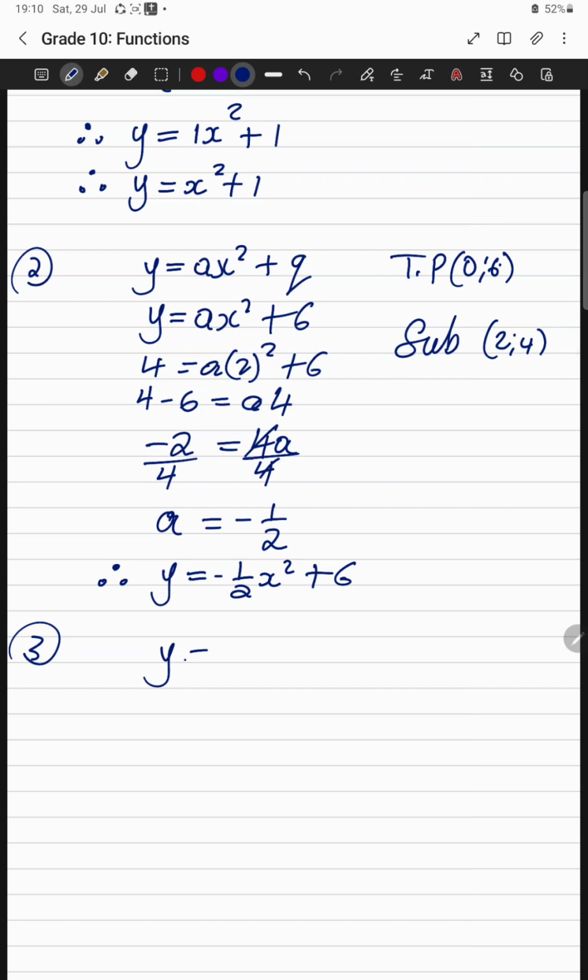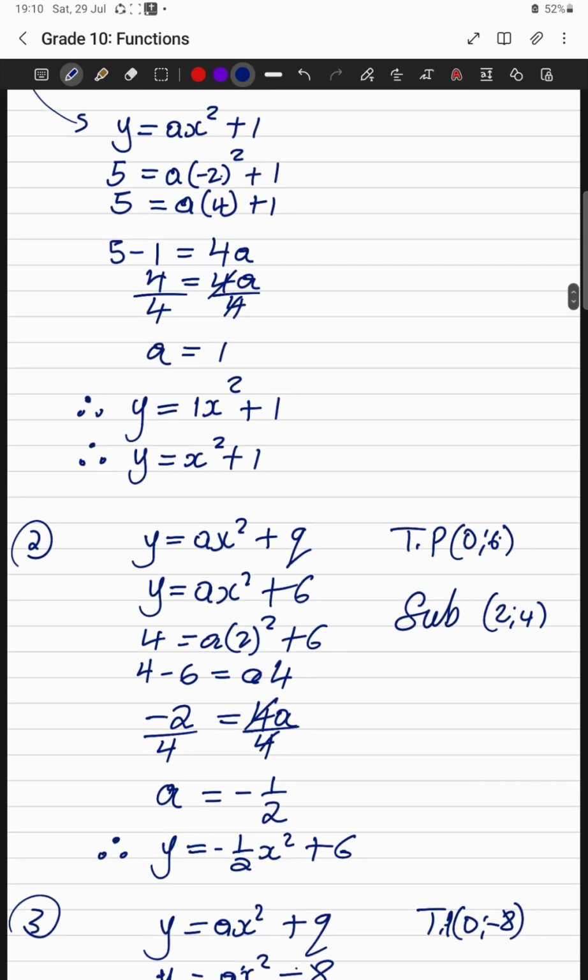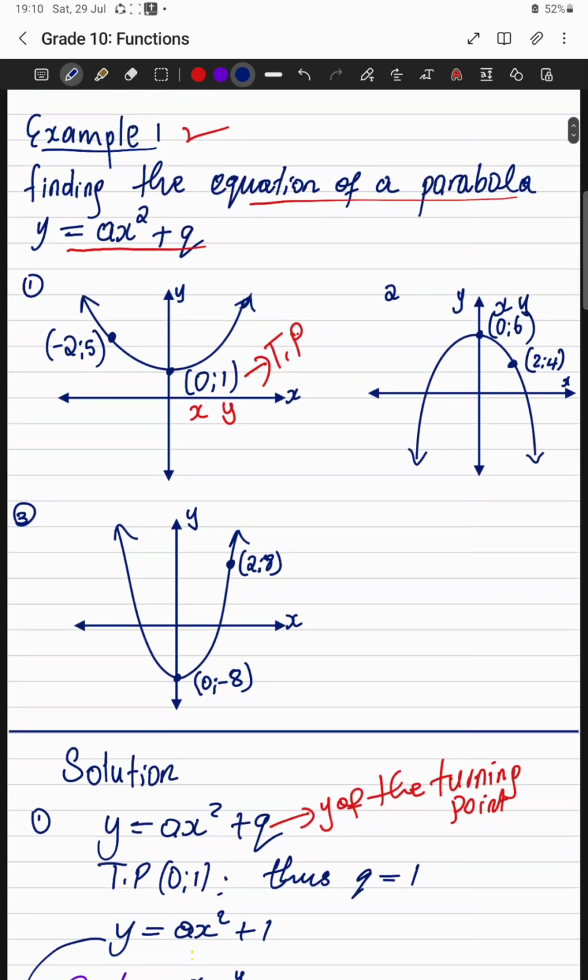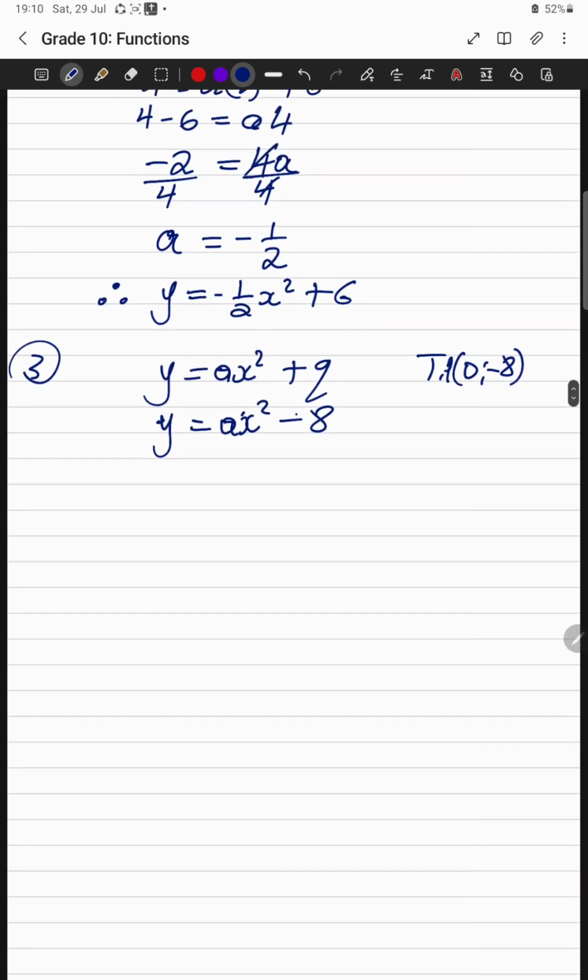So in number 3, y is equal to ax squared plus q. Now our turning point is (0, negative 8), and then that negative 8 will come here, and that means we're going to end up having ax squared minus 8. You just take it, guys, as it is. If it is negative, you just put it as it is. And then the next thing is to take the other point on the graph. So we've got (2, 8). So we're going to use that point again.